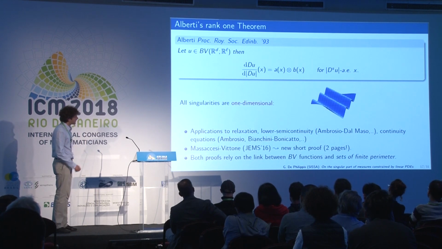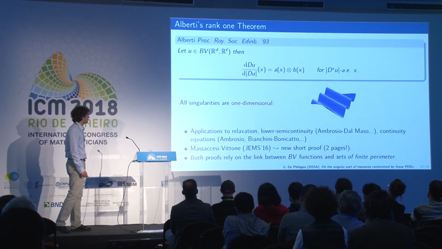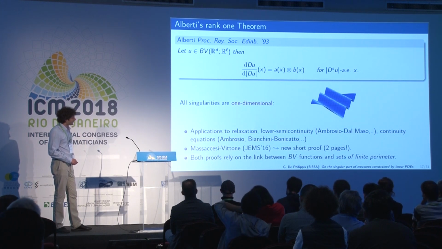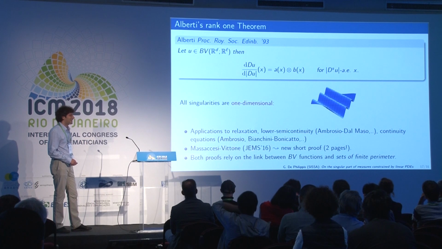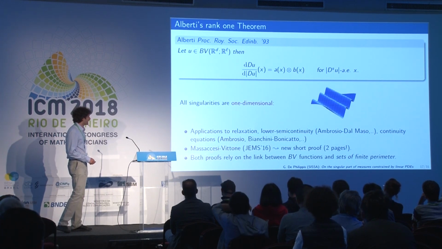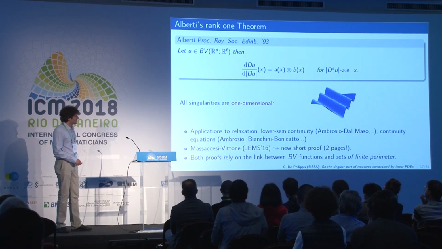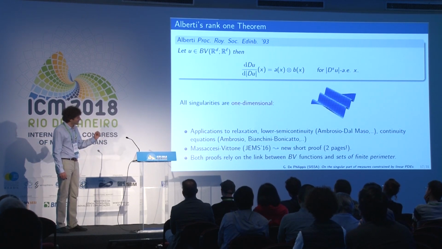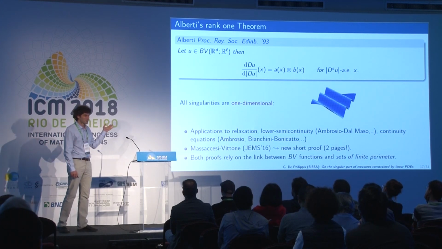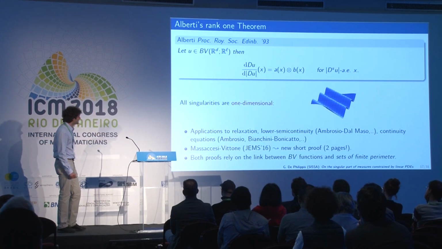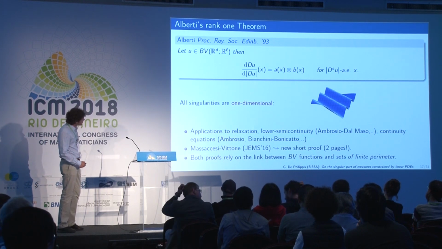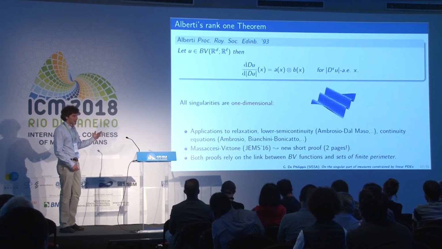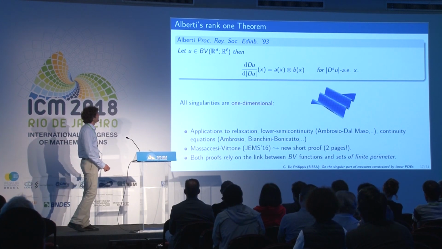And there is also now a very recent and striking result of Bianchini and Bonicatto. Actually, this was known as a very hard theorem, but two years ago a new proof was given by Annalisa Massaccesi and Davide Vittone, and it's a very short and precise proof, just two pages, which I would say is the proof from the book, to quote Erdős. But both proofs really rely on some link between the structure of BV functions and sets of finite perimeter, which I don't want to enter into.